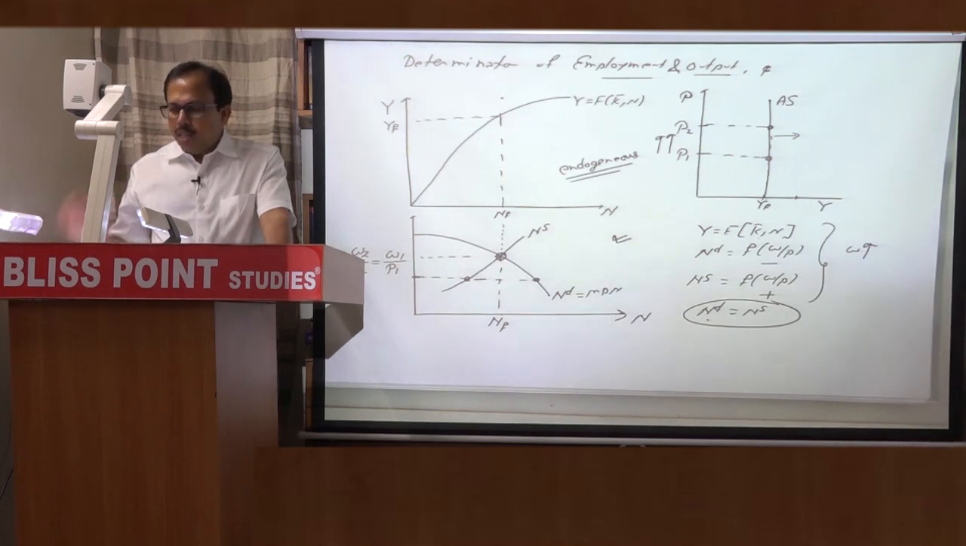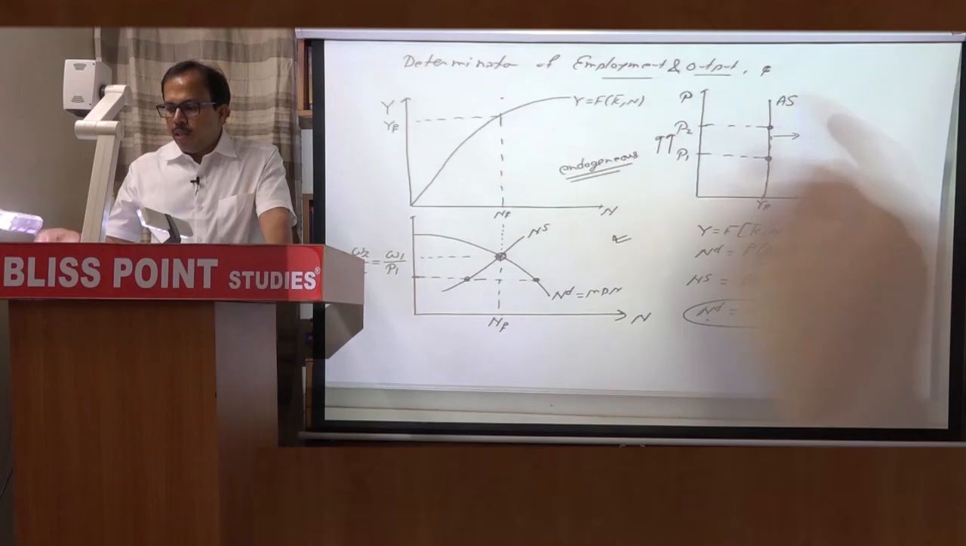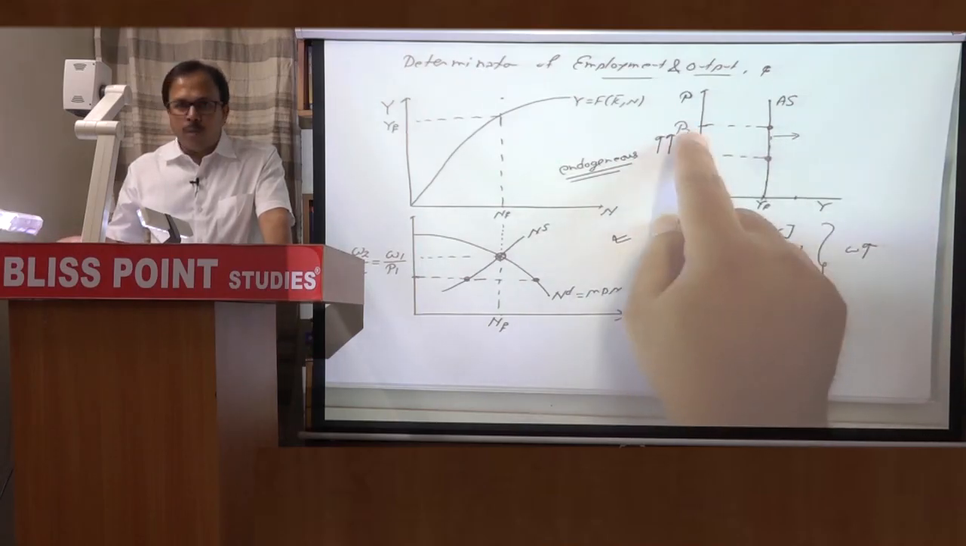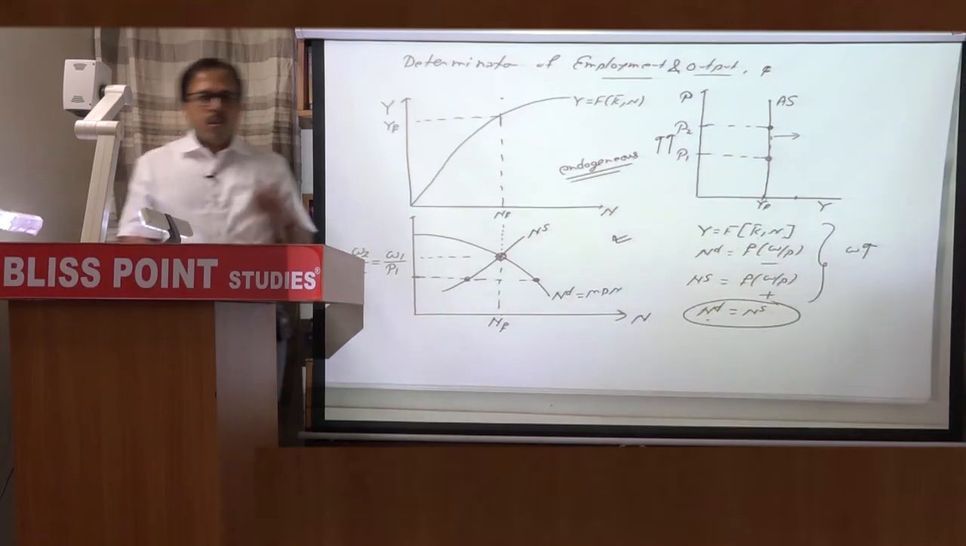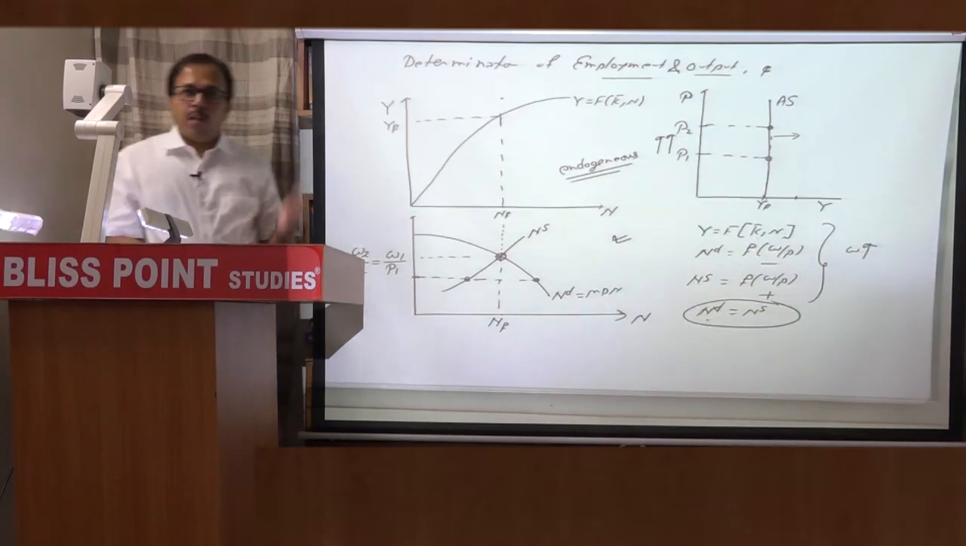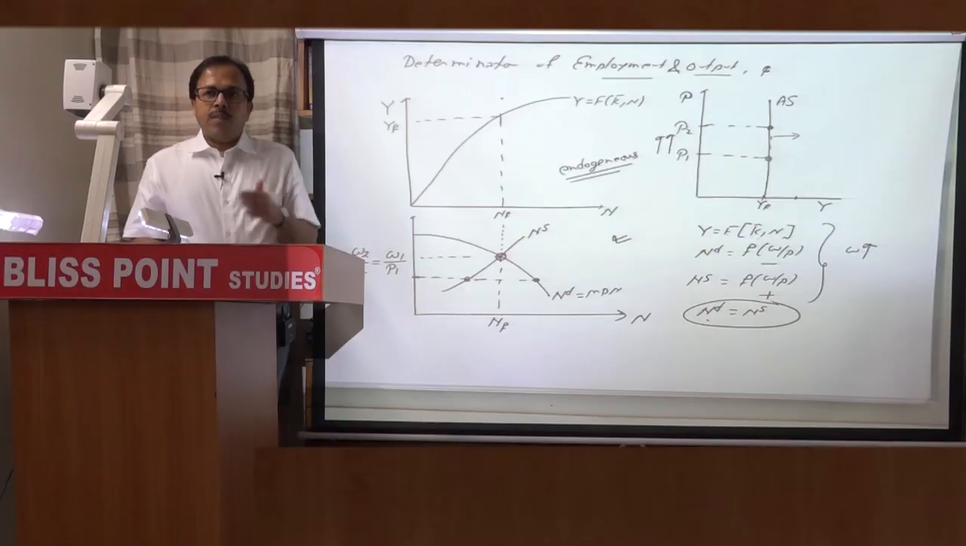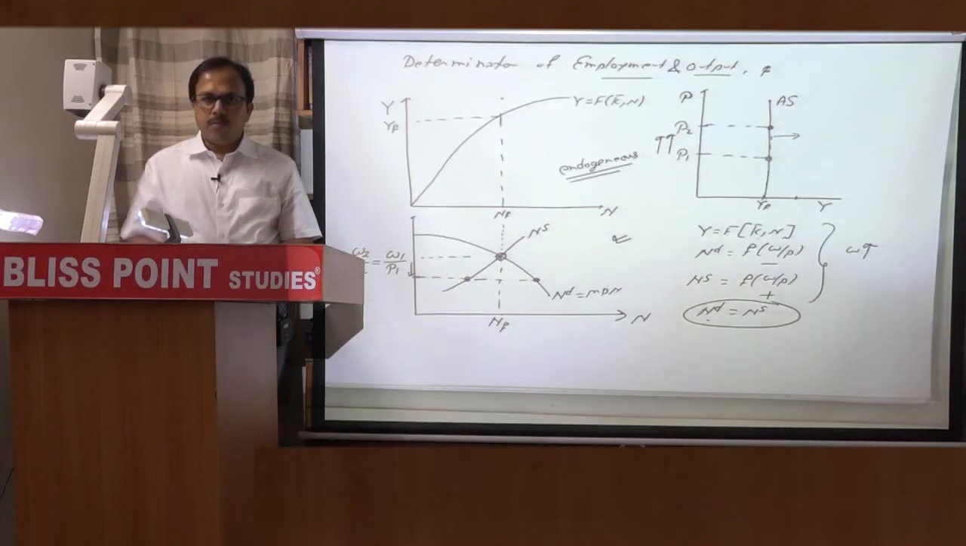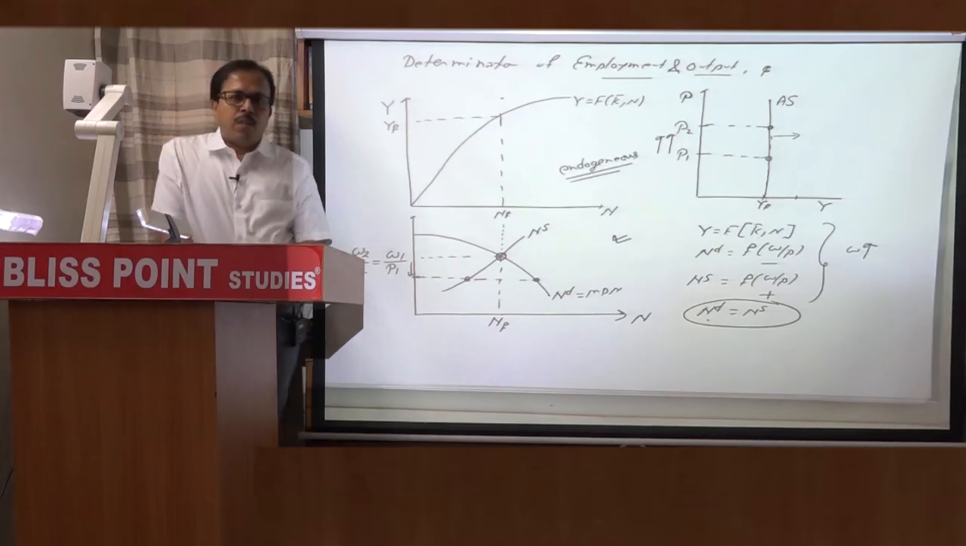If price increases from P1 to P2 as shown in the diagram, we are referring to this, then with a given nominal wage, the real wage will fall. With a given nominal wage, the real wage will fall.